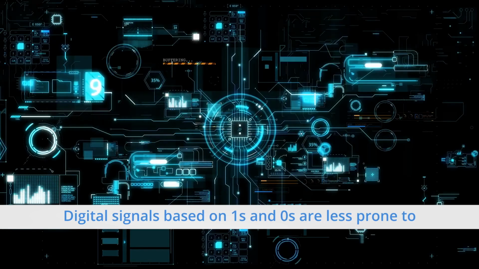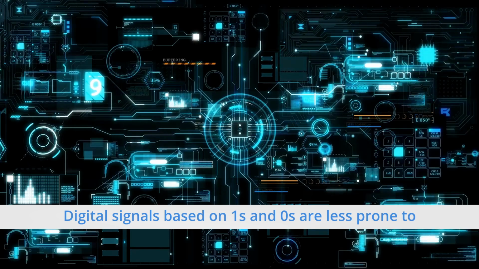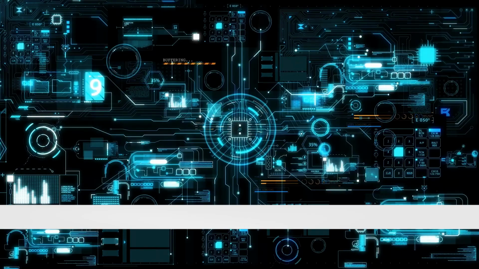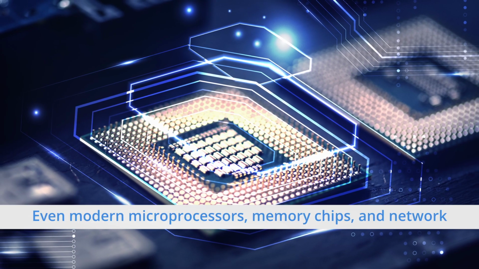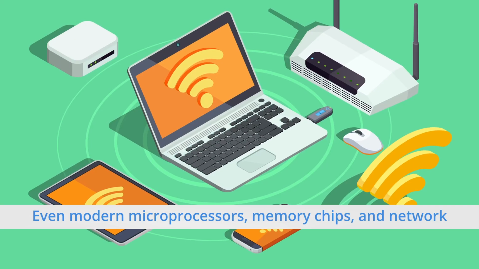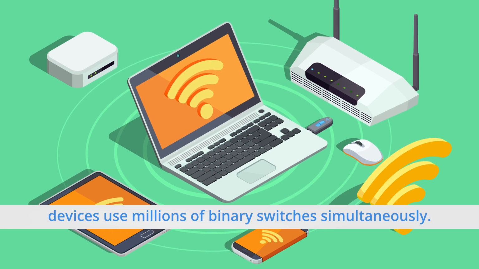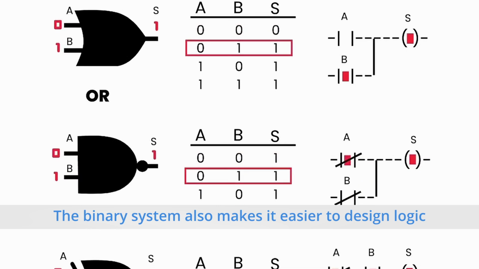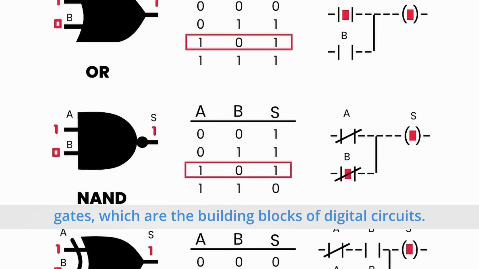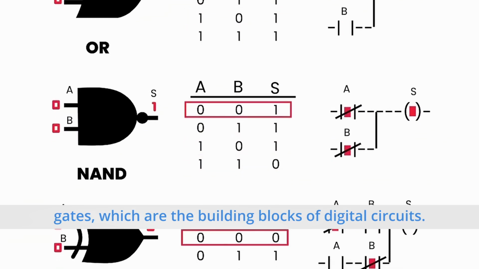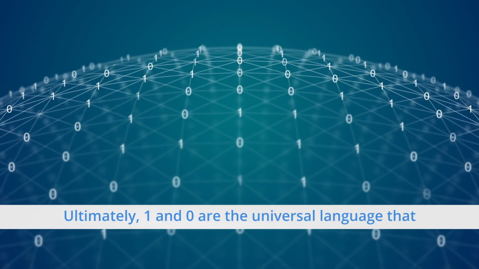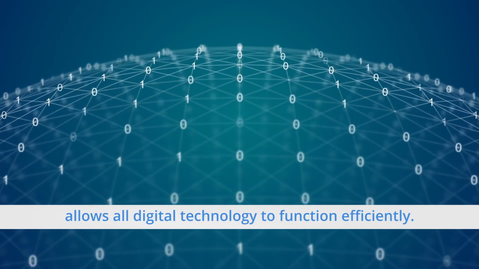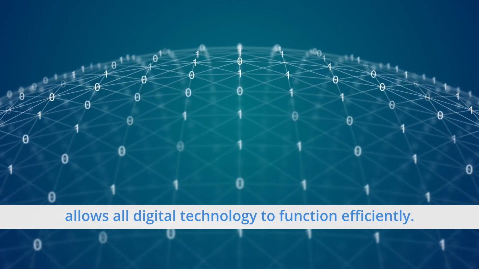Digital signals based on 1s and 0s are less prone to noise and distortion, ensuring accurate data transmission. Even modern microprocessors, memory chips, and network devices use millions of binary switches simultaneously. The binary system also makes it easier to design logic gates, which are the building blocks of digital circuits. Ultimately, 1 and 0 are the universal language that allows all digital technology to function efficiently.